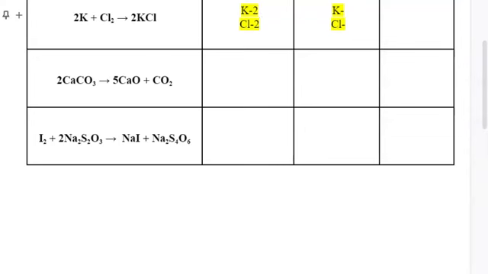When I go over to the other side, I have a 2 in front of KCl. So that means that there are 2 of everything in here. So 2 Ks and 2 Cls. Now I check: 2, 2, 2, 2. Everything is equal, so this one is balanced.